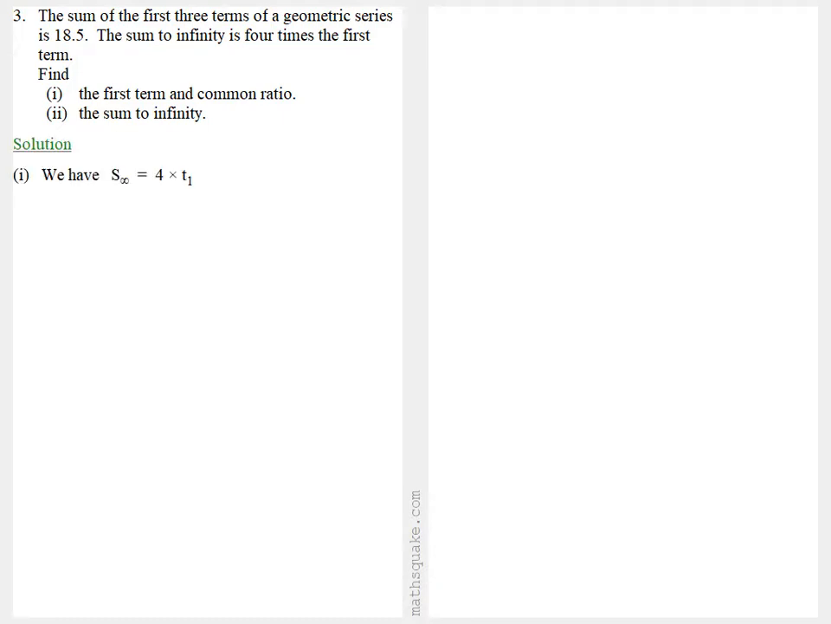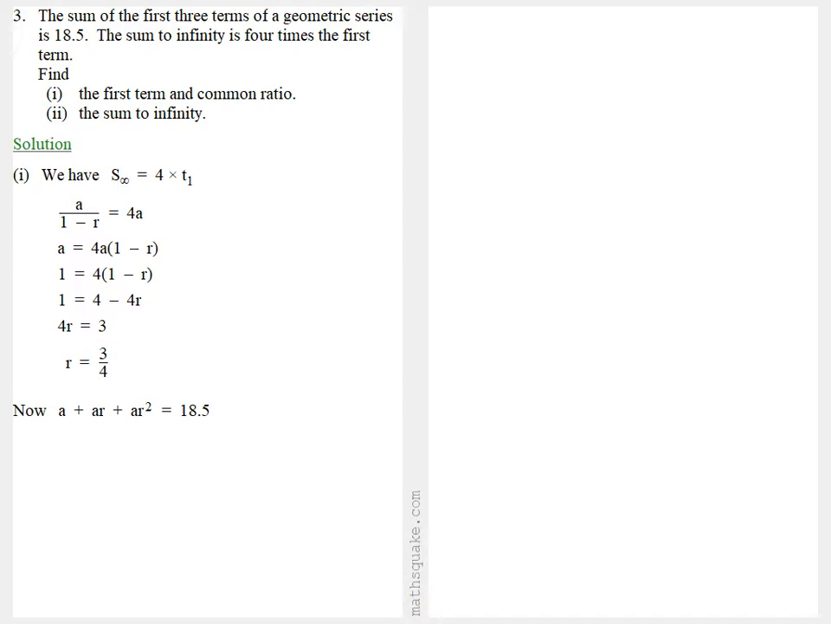Well, for part 1, we have the sum to infinity is 4 times t1. So a over 1 minus r is equal to 4a. We can multiply both sides by 1 minus r, so a is equal to 4a into 1 minus r, and we can divide both sides by a. So 1 equals 4 into 1 minus r. So 1 is equal to 4 minus 4r, or 4r equals 3, which means r is 3/4.